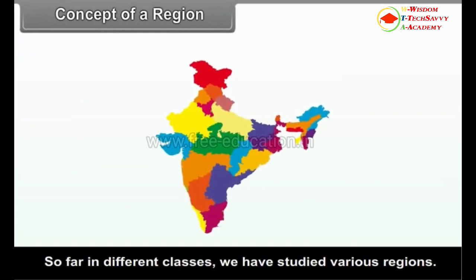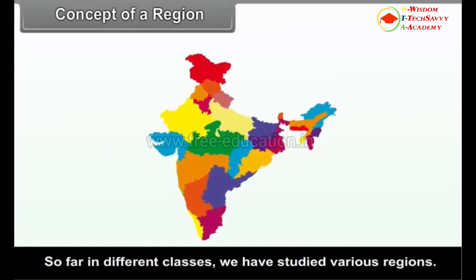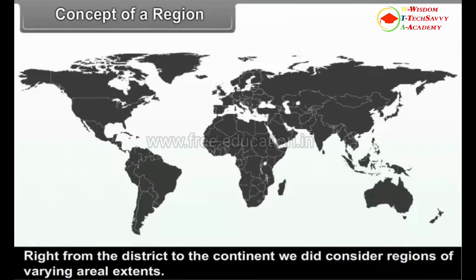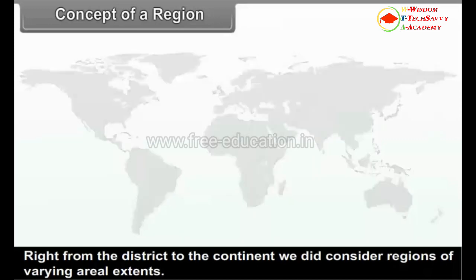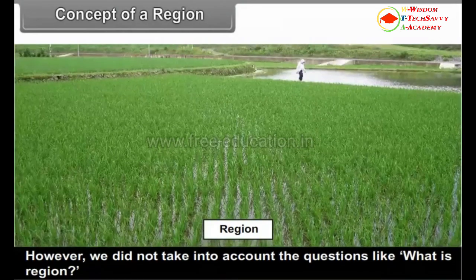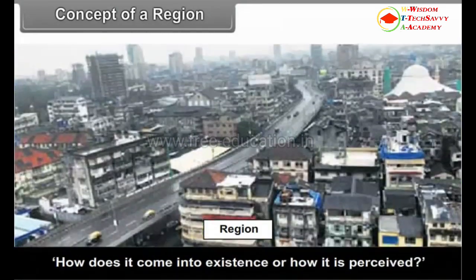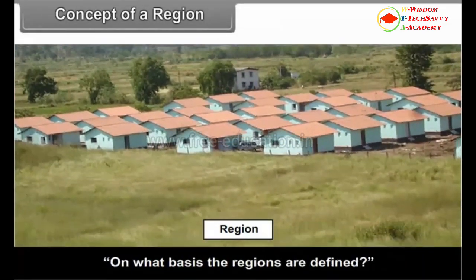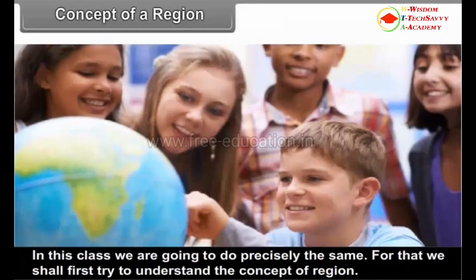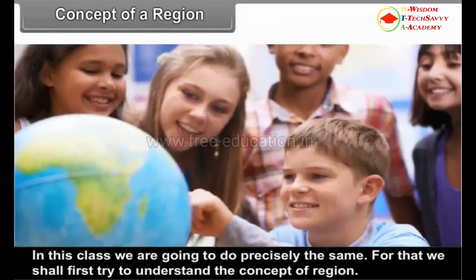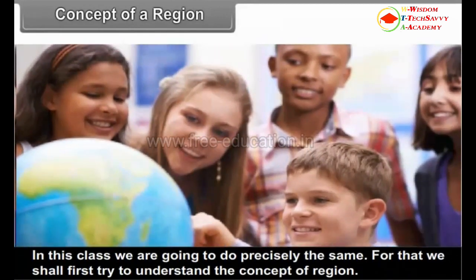Concept of region. So far in different classes, we have studied various regions. Right from the district to the continent, we did consider regions of varying areal extents. However, we did not take into account the questions like what is a region, how does it come into existence, or how is it perceived, on what basis the regions are defined. In this class, we are going to do precisely the same. For that, we shall first try to understand the concept of region.